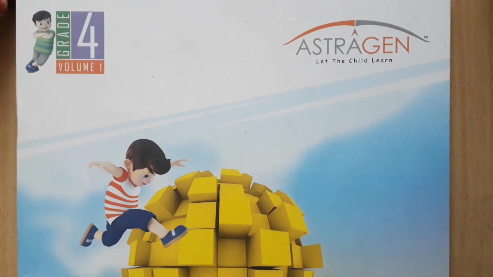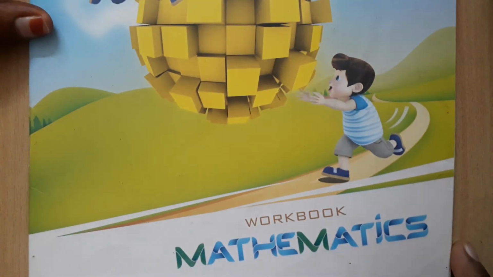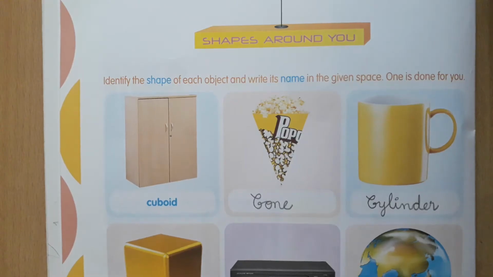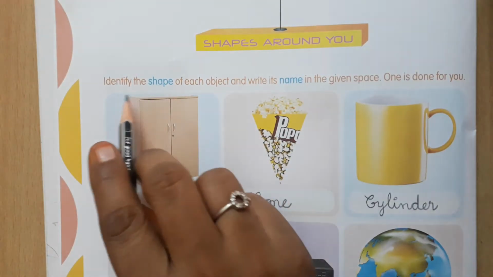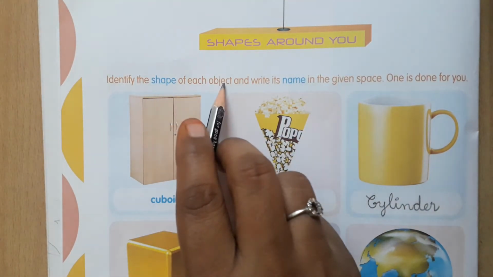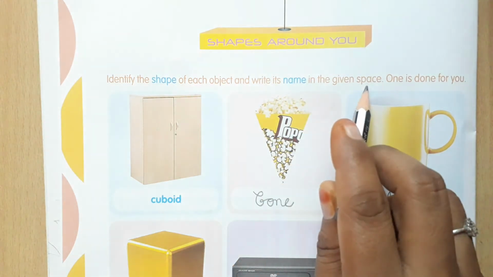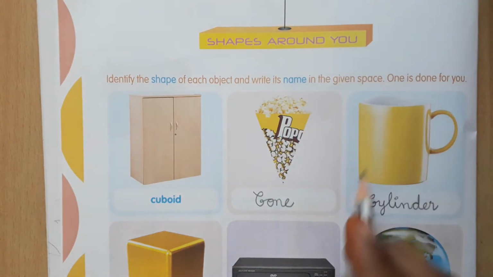Now, today, let us open your workbook, children. Open your workbook. Today, we are going to revise the first chapter, children. Open page number 4. Shapes around you. Identify the shape of each object and write its name in the given space. One is done for you.